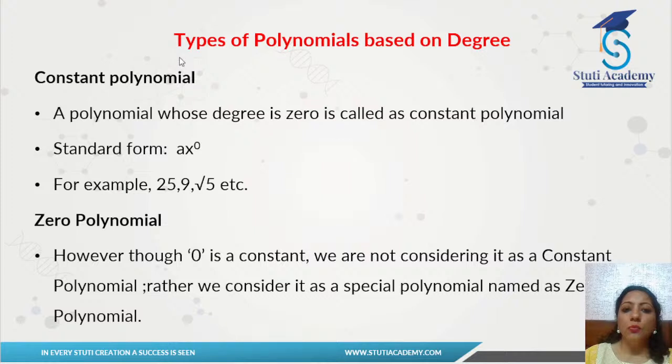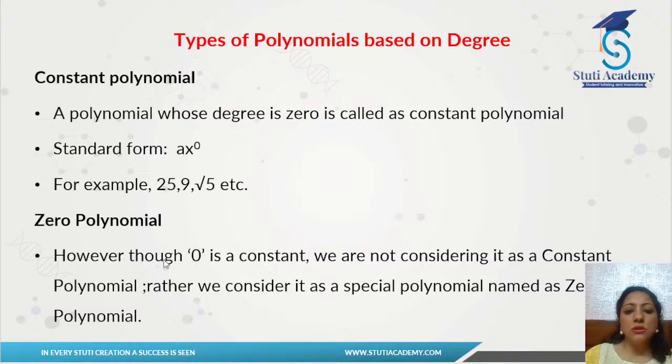Now we are classifying the polynomials on the basis of degree. So we have the constant polynomial here. A polynomial whose degree is 0 is called a constant polynomial, and the standard form is ax raised to the power 0. So if I have a number like, let's say, 25, that's a constant polynomial. The degree of this polynomial is 0.